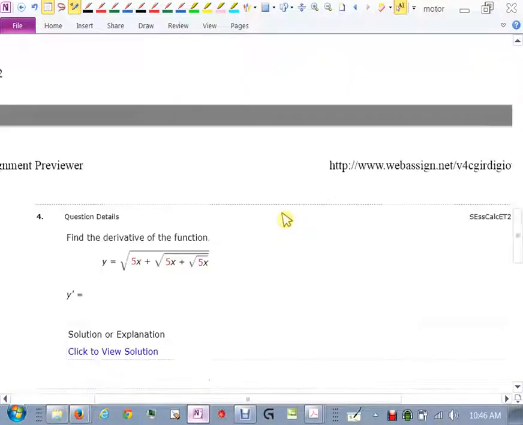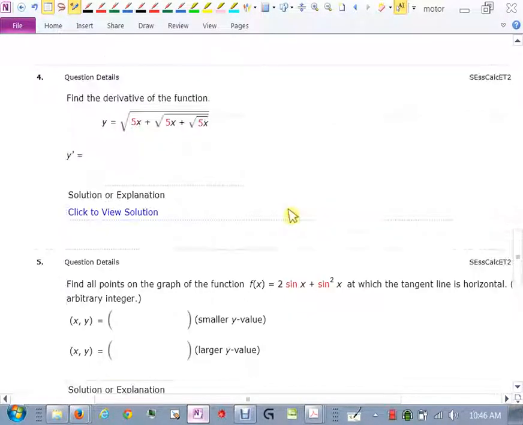All right. Next one. This one's going to be a little bit cool because you'll see how this works out so much easier if you can do it the way I'm doing it, instead of what we did with this one earlier. So I'm going to start with the outside. What's the outside function? Well, it's the square root of something.